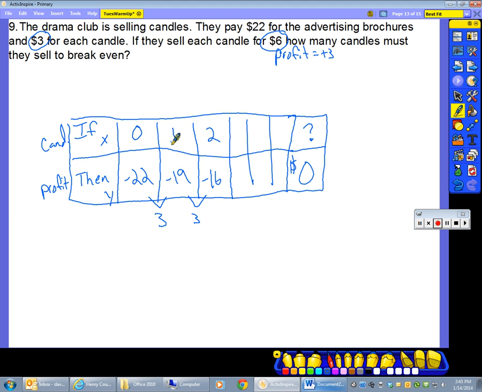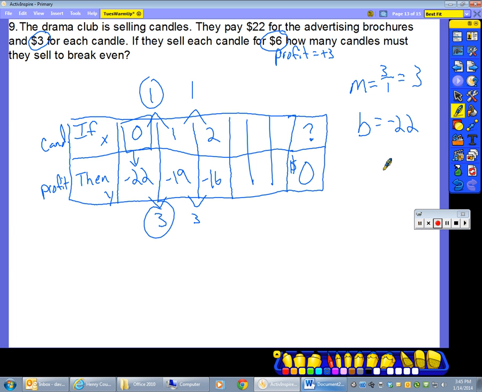So I'm going to make an equation. The difference between 0 and 1 is 1. And from 1 to 2 is 1. So my slope equals when y increases by 3, x increases by 1. So that equals 3. My y-intercept is when x equals 0. In this case, x equals 0 and y equals negative 22. So my equation for this problem is y equals 3x minus 22.